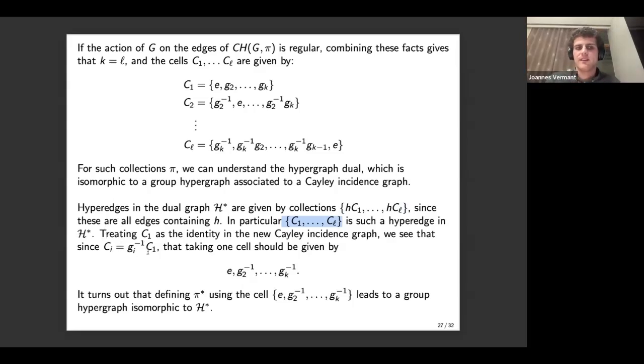If we then treat C1 as being the identity in this new Cayley incidence graph, or the hypergraph associated to the new Cayley incidence graph, we see that, since Ci is given by Gi inverse times C1, one of the cells should be given by E, G2 inverse up to GK inverse. And then we can define the other cells using this E, G2 inverse up to GK inverse. And this leads to precisely the hypergraph that we want.